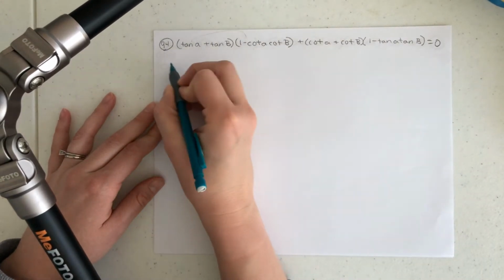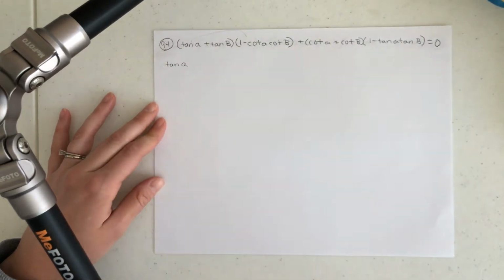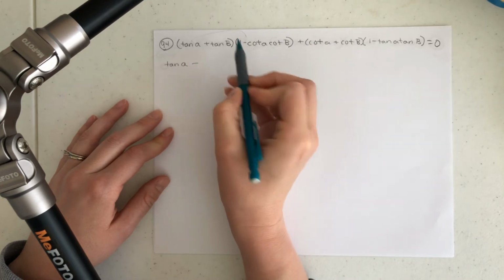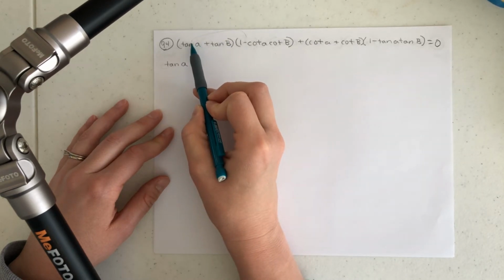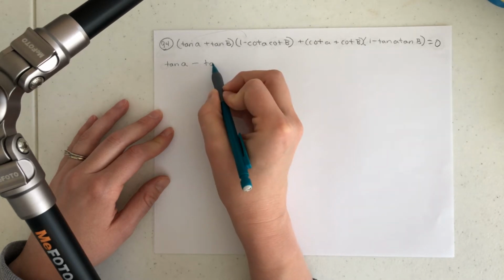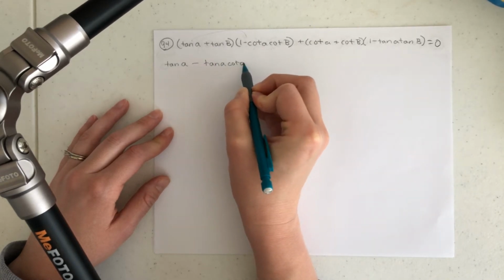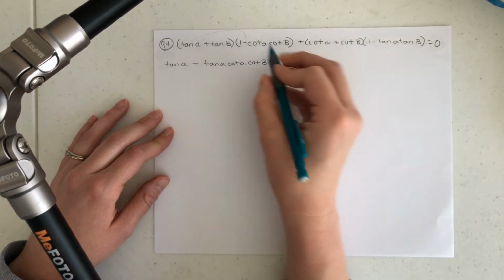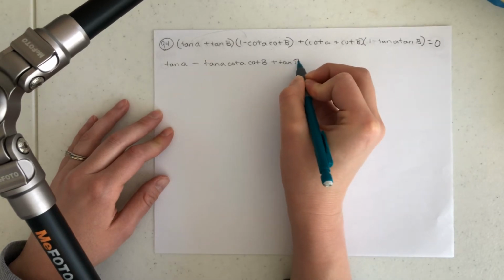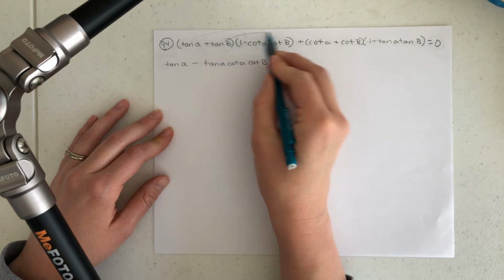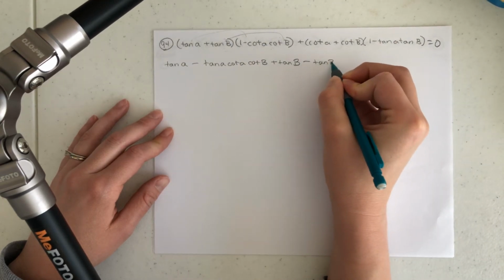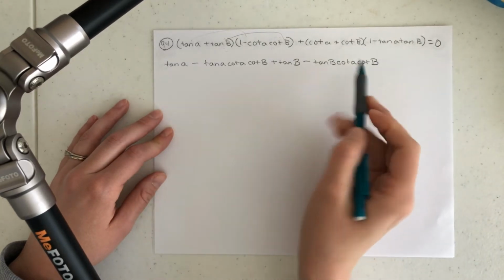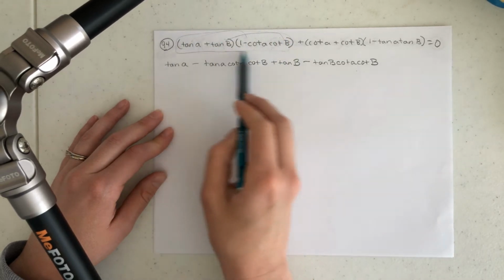Again, first times first, that's going to give me tangent of alpha. I'm not going to make my alphas all fancy, I'm just going to write it like that. Minus, I'm going to multiply tangent A times all of this, so I have tangent A cotangent beta. Then I'm going to take tangent B and multiply it to the 1, so that's plus tangent B, minus, and then I'm going to multiply that all out. This is going to look worse before it looks better. So that is all of this multiplied out.